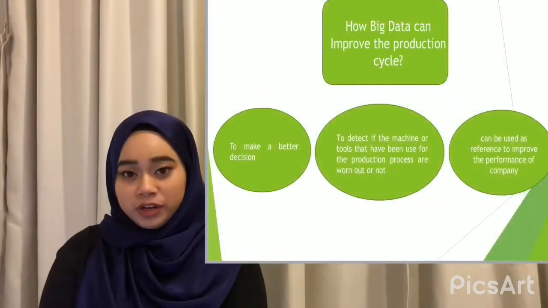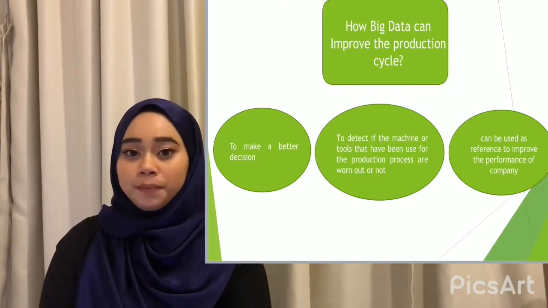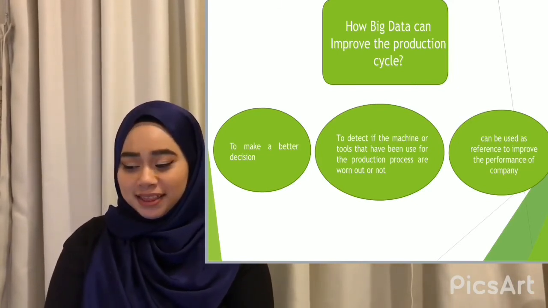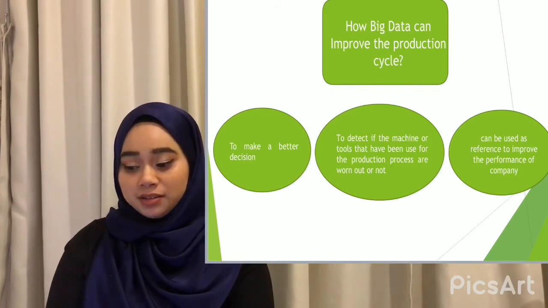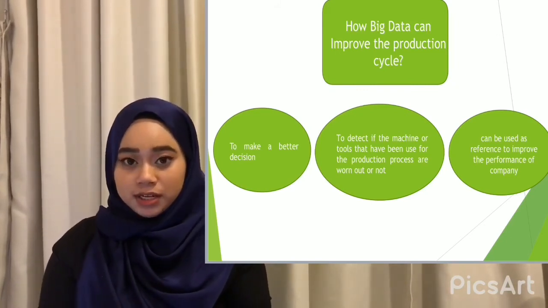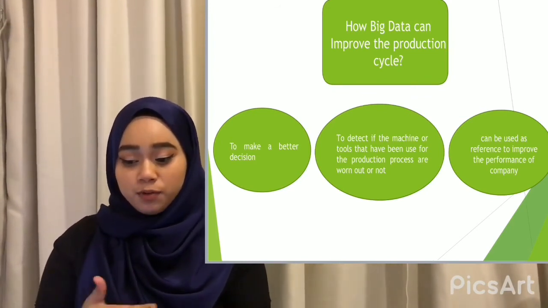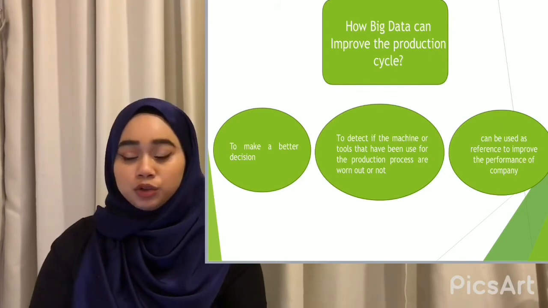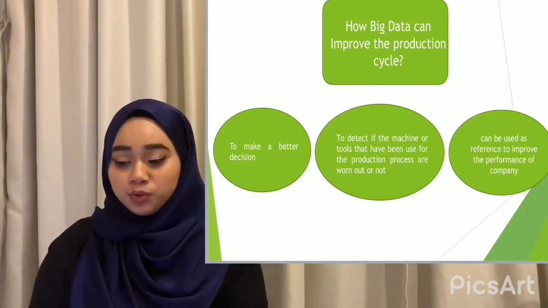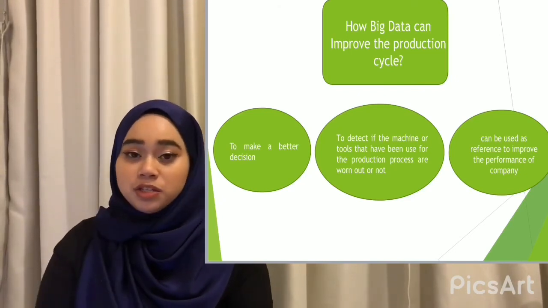So moving on to the next slide, which is question 4B, how big data can improve the production cycles. So first of all, what is big data? Big data is the field that gives a way to analyze systematically and extract information from data sets that are too large or complex to be dealt with by traditional data processing application software.